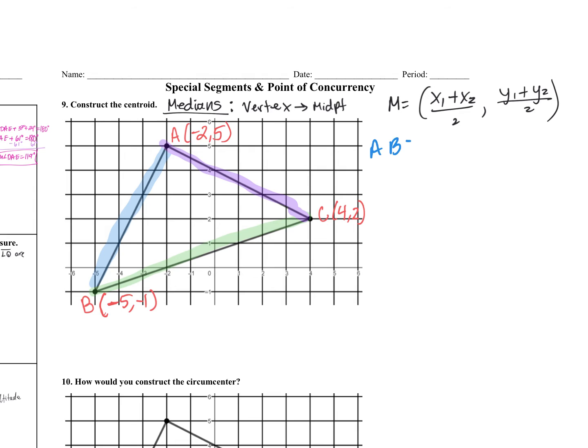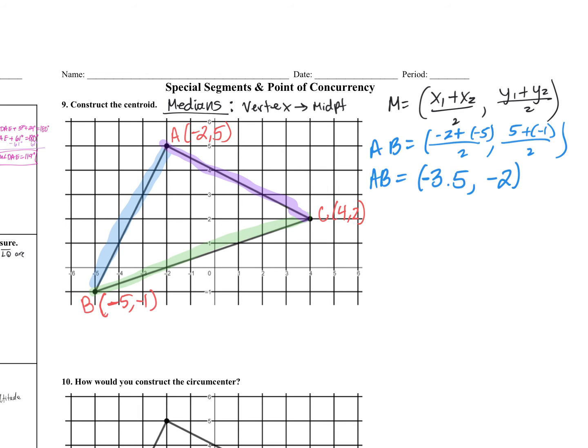The midpoint of AB, okay, we have -2 plus -5 over 2, then we have 5 plus -1 over 2. So we have -2 plus -5, that's -2 minus 5, that's -7 over 2. So -7 over 2 gives us -3.5. Then we have 5 plus -1, so that's 5 minus 1 over 2, which gives us 2.